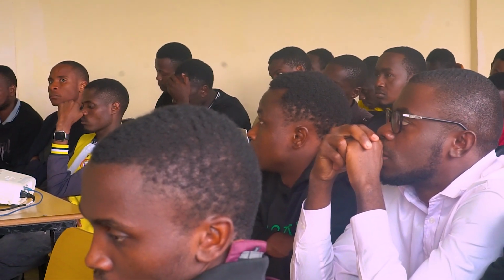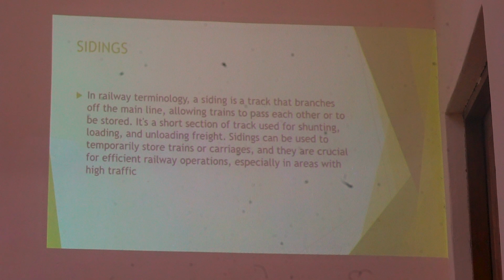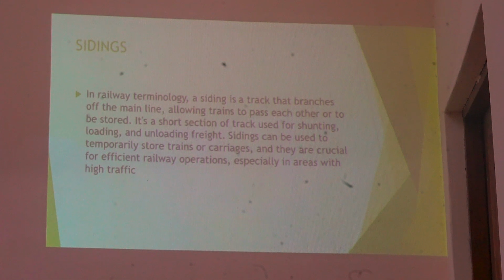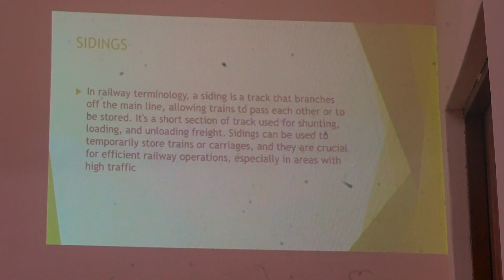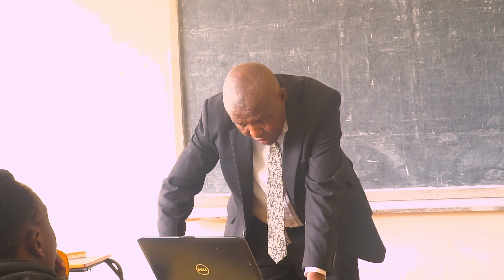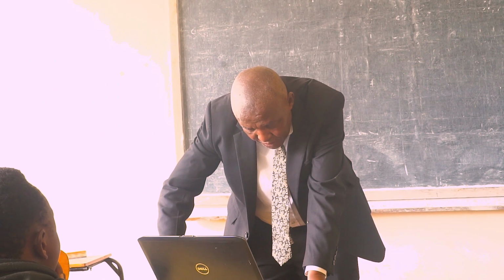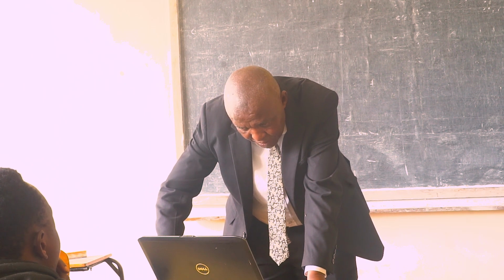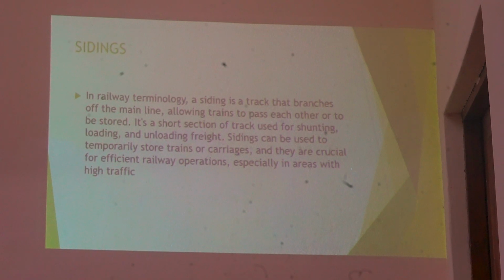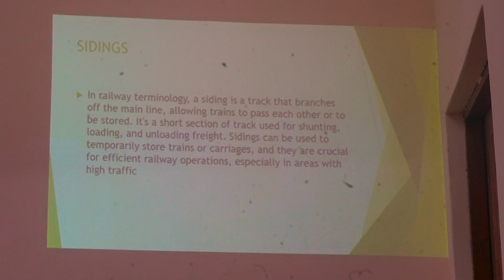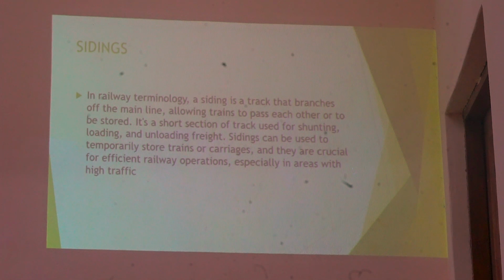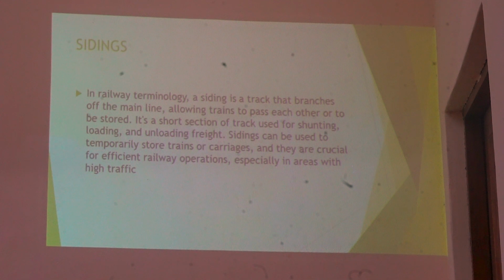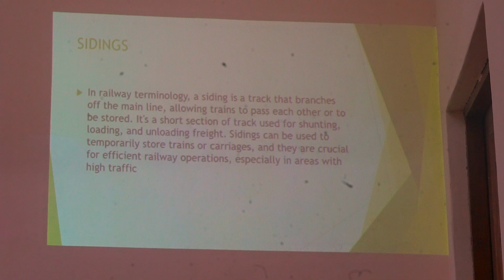Then there is what we call sidings. In railway terminology, a siding is a track that branches off the main line, allowing trains to pass each other or to be stored. It is a short section of track used for shunting, loading, and unloading freight. Sidings can be used to temporarily store trains or carriages, and they are crucial to efficient railway operations, especially in areas with high traffic.